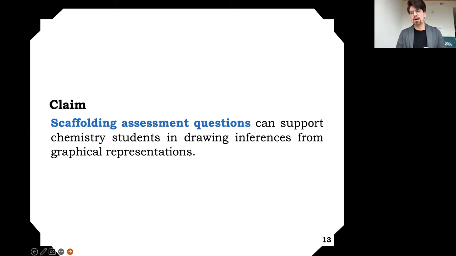So given that's the case, given our research is telling us that this is a specific way students are having difficulty with these representations, one of the possible ways that we could support students is providing scaffolding assessment questions.